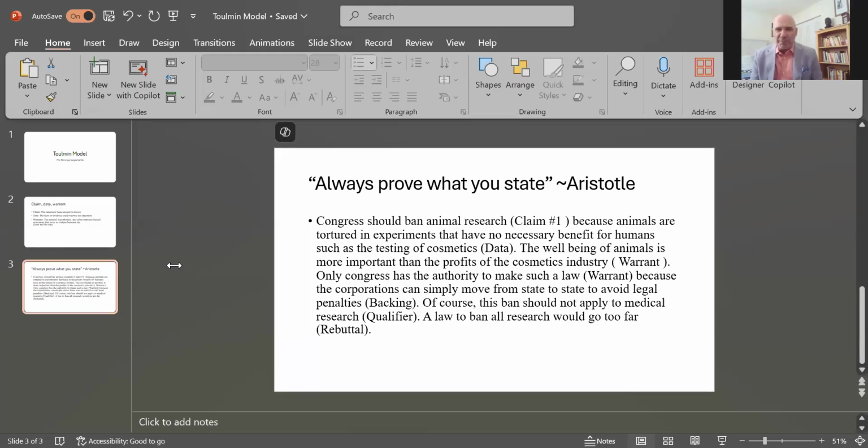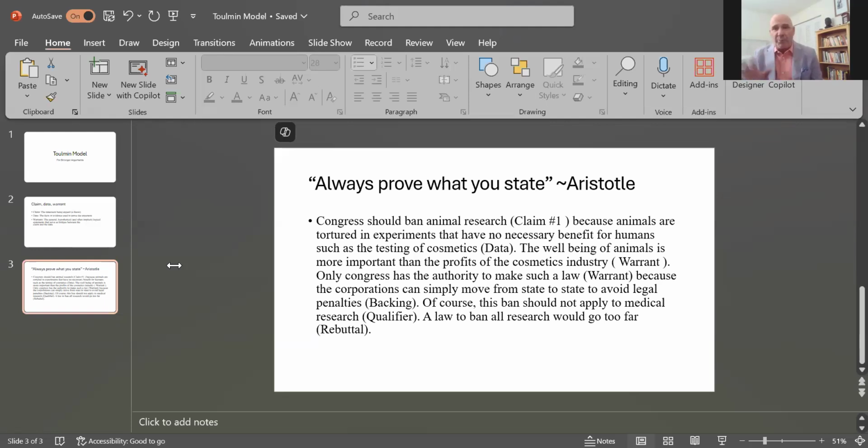That's probably a good bridge between the data and the claim, okay? It might be a little faulty. You might want to think about something like that if you're making the case here. And they go on to say, because the corporations can simply move from state to state to avoid legal penalties. That's backing as well. That's another aspect of the research.